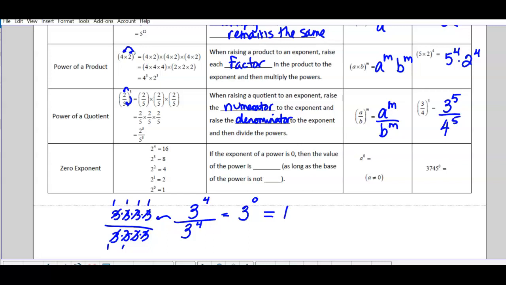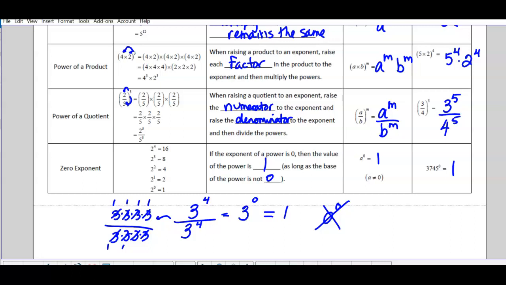The only way a 0 exponent would give something different from 1 is if you multiply it by something or add something to it. So if the exponent of a power is 0, then the value of the power is 1, as long as the base of the power is not 0. If you have 0 to the 0, it's called an indeterminate form, and that would be the only exception. So this is going to be 1, this is going to be 1.